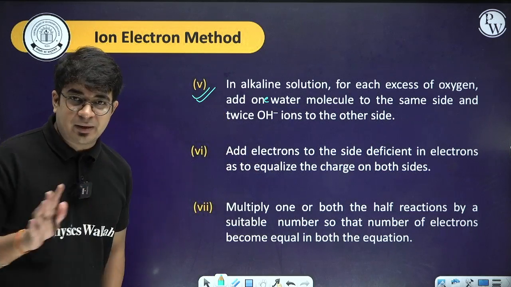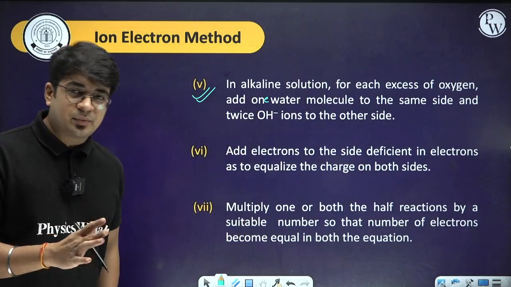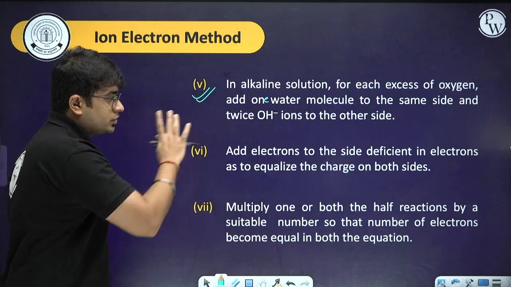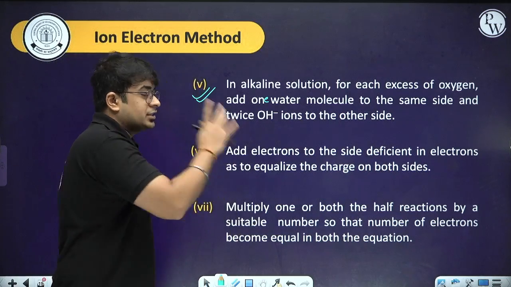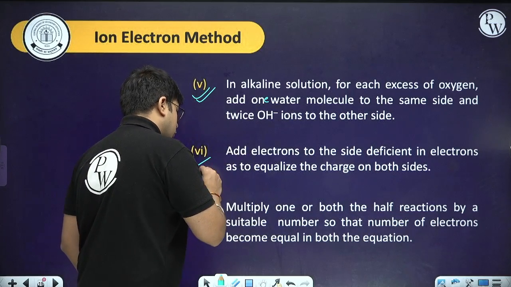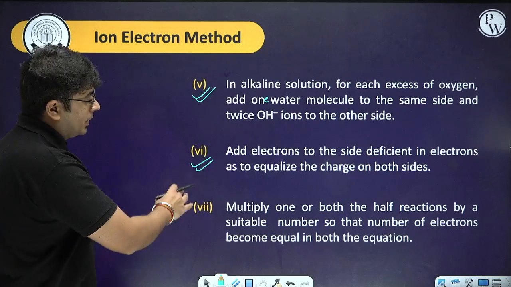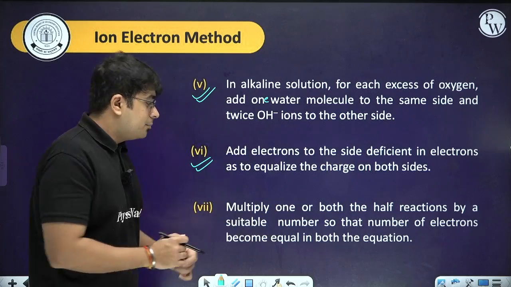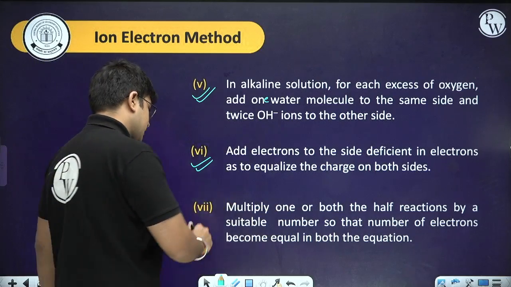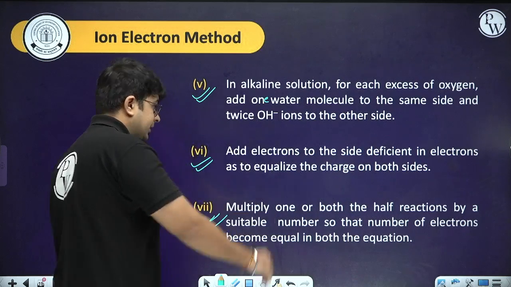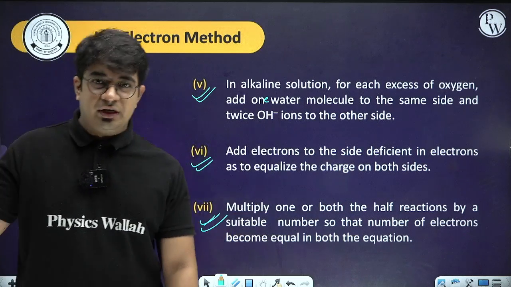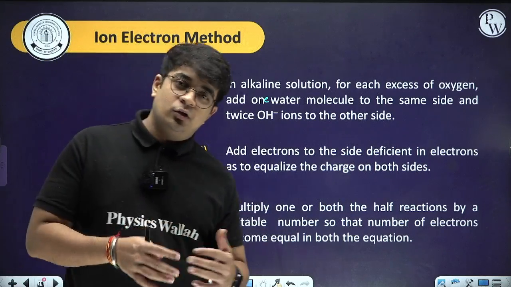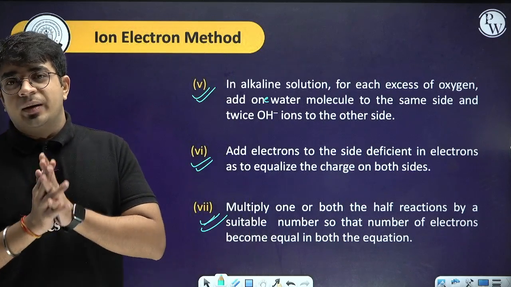Now everything is balanced: atoms balanced, oxygen balanced, hydrogen balanced. Now what about the charge? Add electrons to the side deficient in electrons to equalize the charge on both sides. And multiply one or both half reactions by a suitable number so that the number of electrons becomes equal in both the equations and they get cancelled out. That is the entire idea about the equation. It seems like 6-7 steps, but after practicing you will get to know what you have to do while balancing the equation.